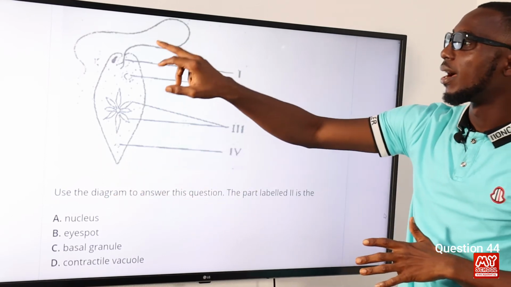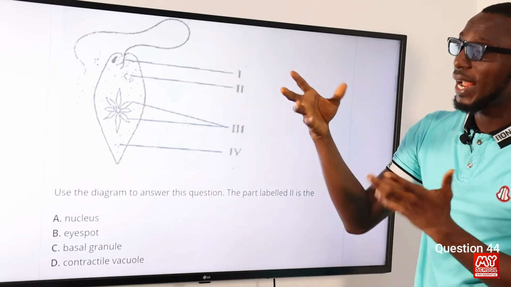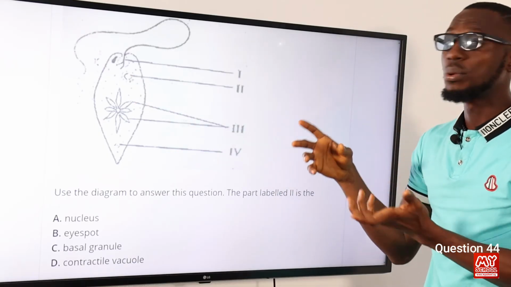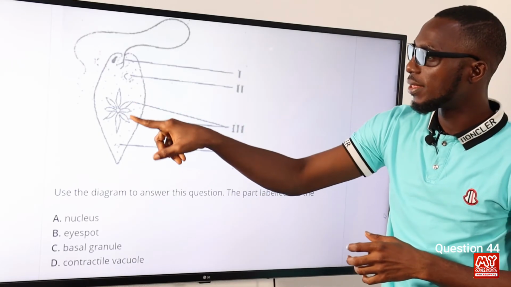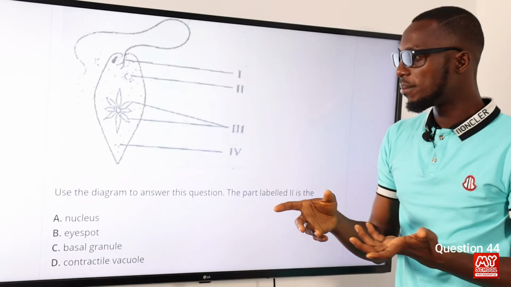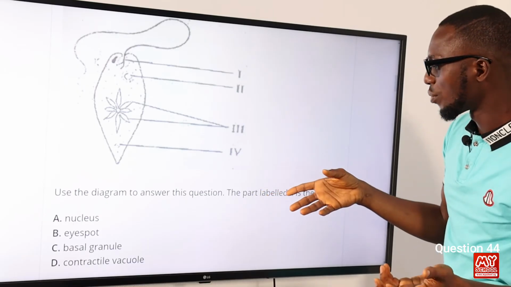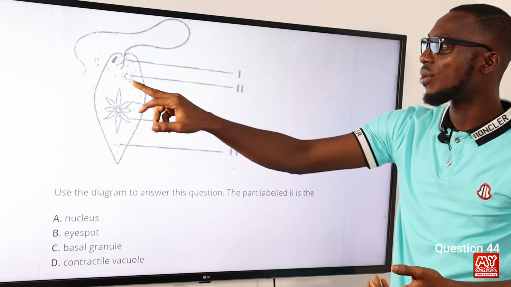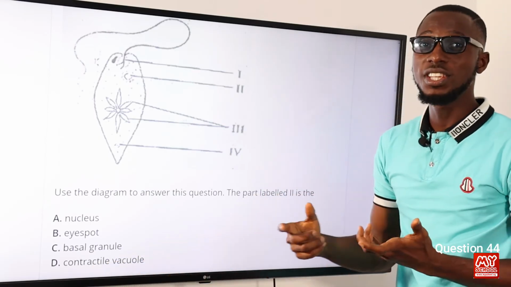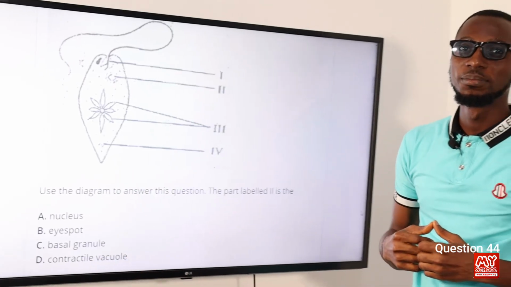So this part labeled 1, I can take it for the gullet, all right. This is the vacuole, the contractile vacuole. This is the chloroplast, all right, and these are the granules. So using the diagram to answer the question, we can say the part labeled 2 is the contractile vacuole. So the correct option should be option D. So D is the option we are looking for.